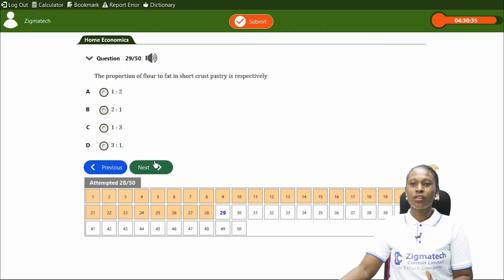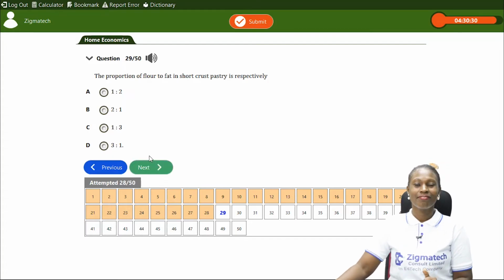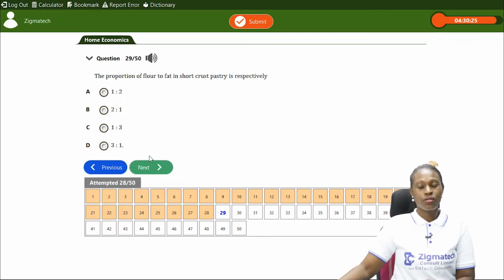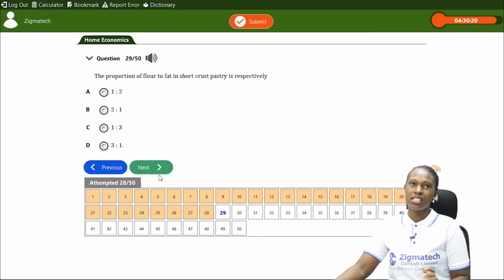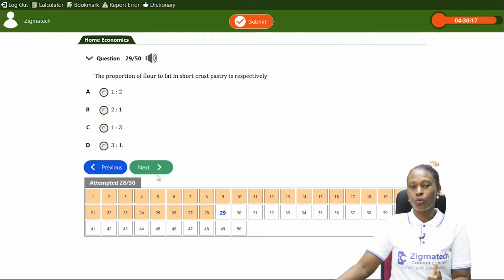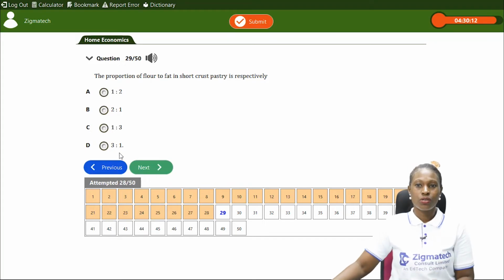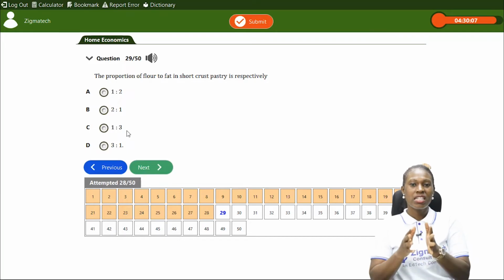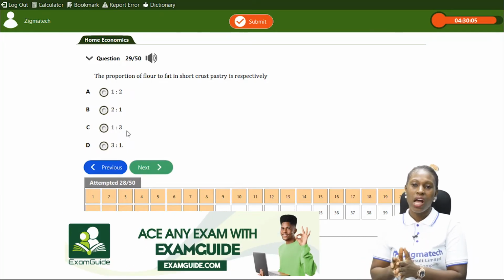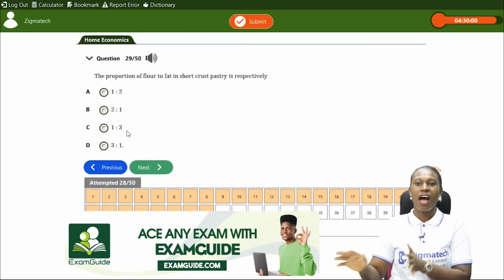The proportion of flour to fat in short crust pastry is, respectively, we have different options here now. When we're talking about short crust pastry, we're referring to pastries that are used to make a snack, let's say for meat pie and some other snacks. Now, what is the proportion of flour to fat? How much quantity?